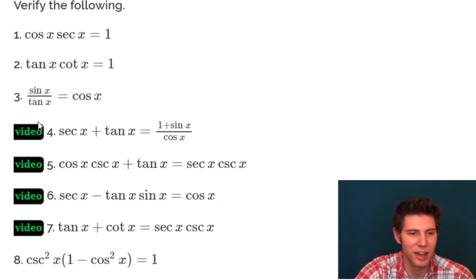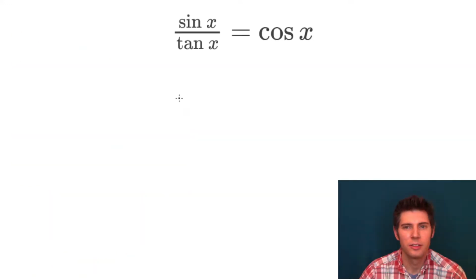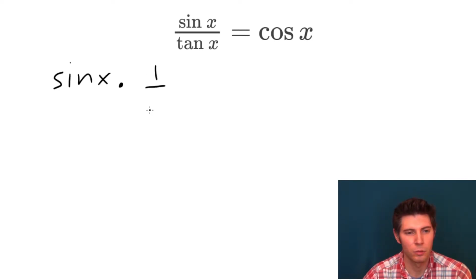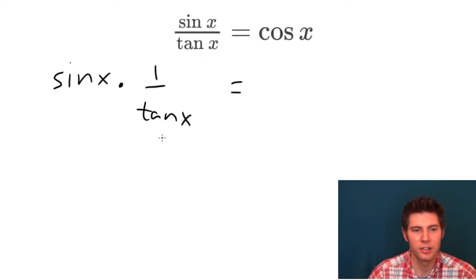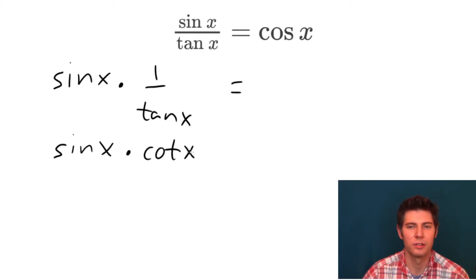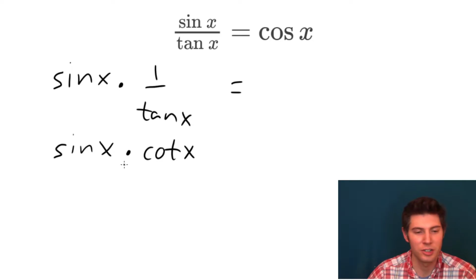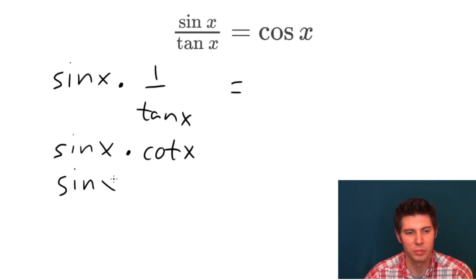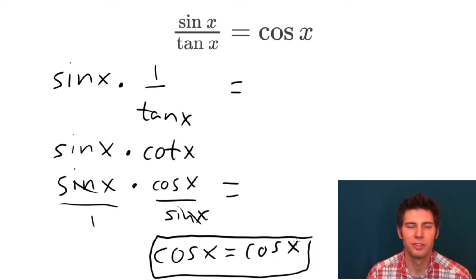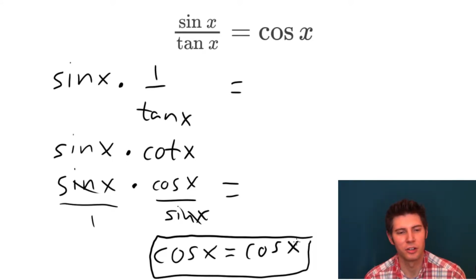For number 3, it says sine x over tan x equals cosine x. This one can be done a couple different ways, but it's definitely going to involve rewriting in terms of sine and cosine. So one way we can say sine x times 1 over tangent x. 1 over tangent x, we could rewrite as cotangent x. Sine x times cotangent x, because that's what 1 over tangent x is. And then cotangent, we can rewrite as cosine over sine. So we're still going to keep bringing down the sine, and it'll be cosine over sine. Now when we multiply going across, the sines will cancel, and we're left with just cosine. And this one is proved.